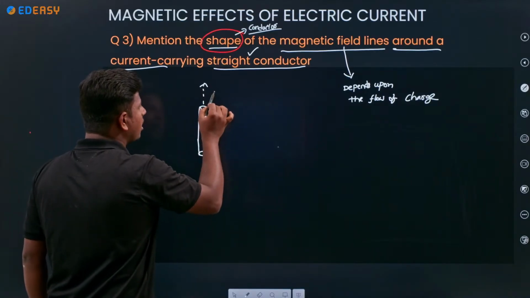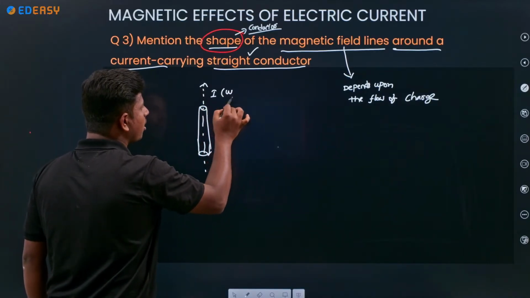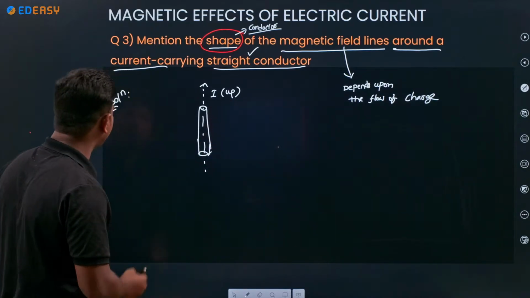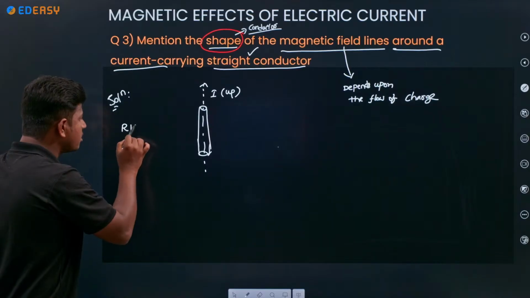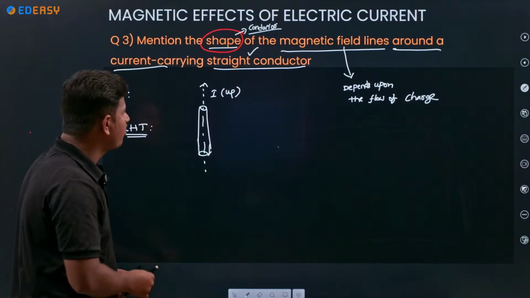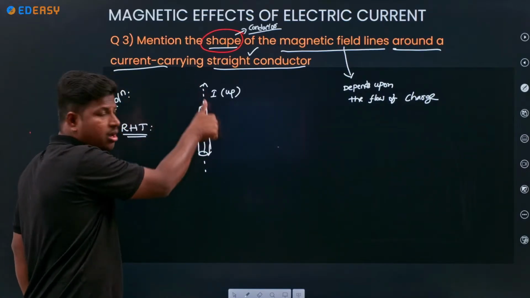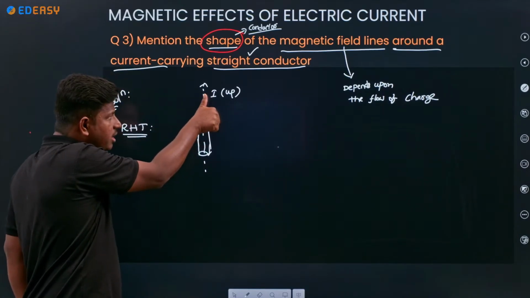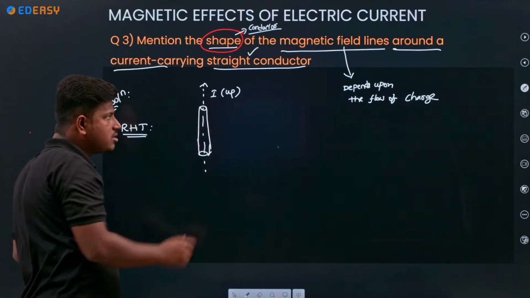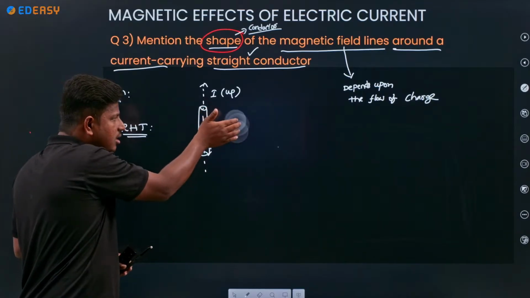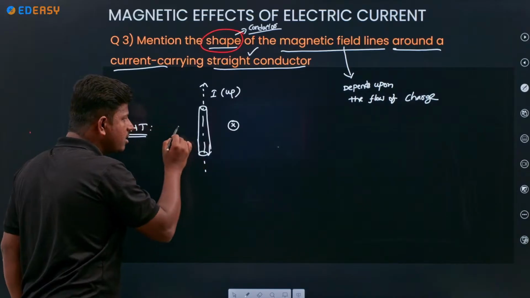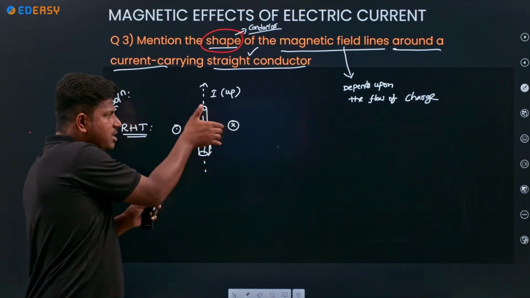So I am taking the current upward. Then what about the magnetic field? Which rule do I have to follow? The right hand thumb rule. The current is upward, so the thumb points in the current direction and the curled fingers go this side. Here it is the entering point and here it is the exit point, forming a complete circle, right?